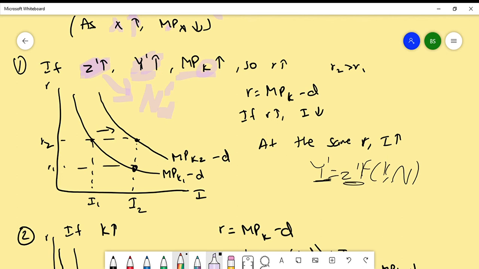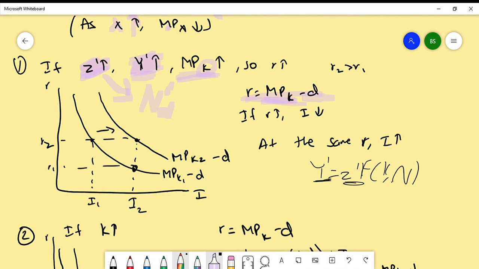Okay, hold on. So we know that R equals MPK minus D. Cool. And if R increases, then I falls. Cool. First of all, if my Z increases, then my future Y increases. I get that. Great. But for some reason, if this happens, then MPK rises? What? Okay, so depreciation won't be affected. That's kind of dumb. But why would the present marginal product of my capital rise?